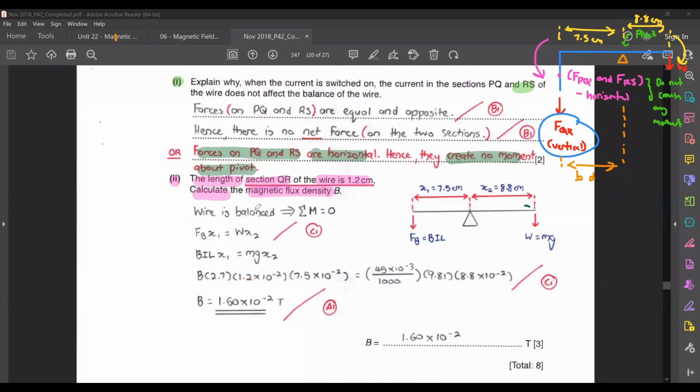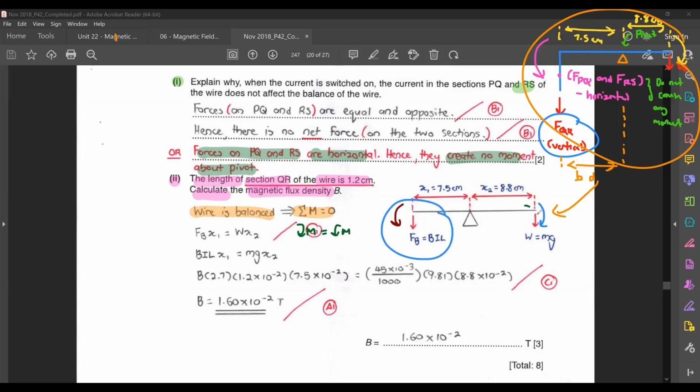Now, if you look at the question itself, we know that the wire is balanced. This means that the sum of moments about any point must be equal to 0. In other words, clockwise moment must be equal to anti-clockwise moment. The diagram that you already have here is actually this same diagram here. Okay, so you look at that diagram, your magnetic force is the one that causes an anticlockwise moment, whereas your weight is the one that causes a clockwise moment. So right now, the moment caused by your magnetic force must be equal to the moment caused by your weight.